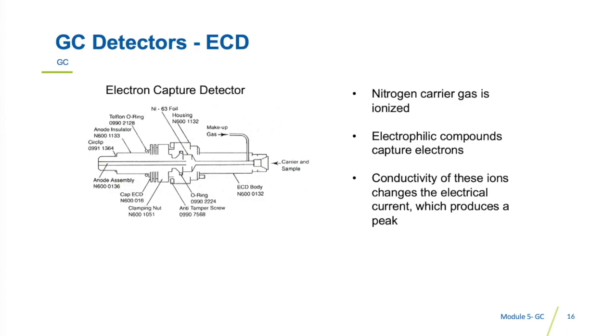In the electron capture detector, the nitrogen carrier gas is ionized by a beta ray, and the electrons released are captured by the electrophilic compounds that result in a negative ion. These ions are conductive, and the change in the current produces a peak. This detector is used in food safety for pesticides and environmental contaminants.